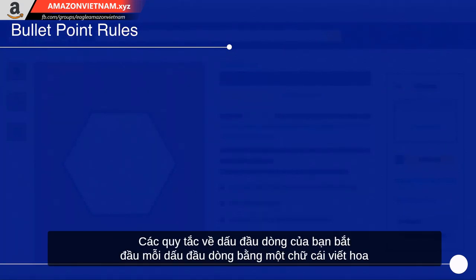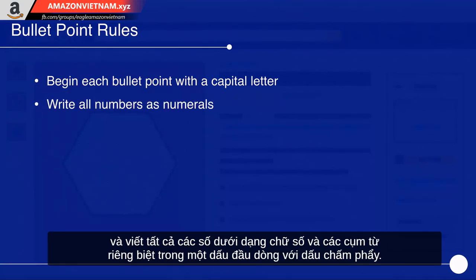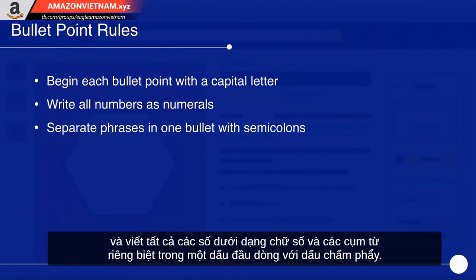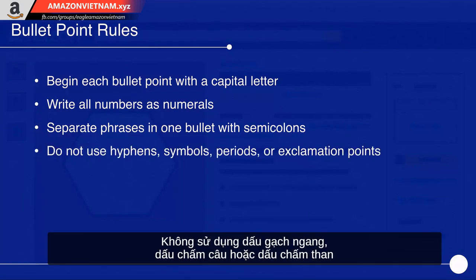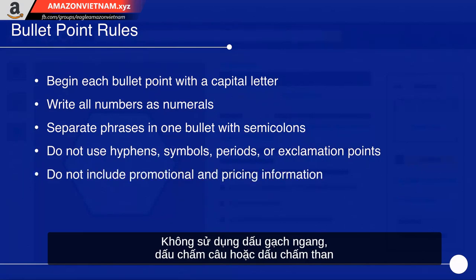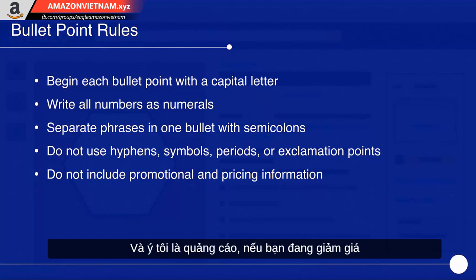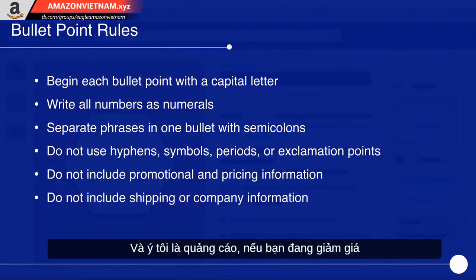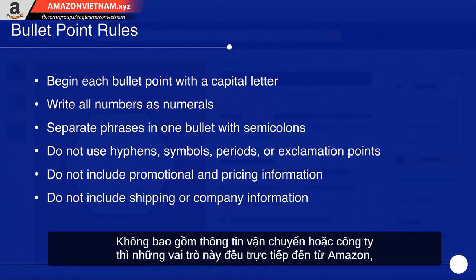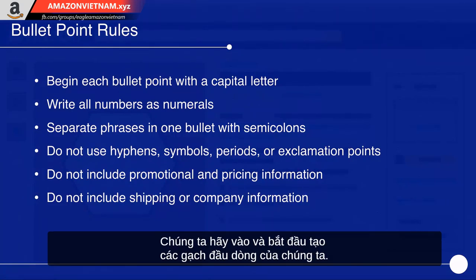So your bullet point rules. Begin each bullet point with a capital letter and write all numbers as numerals, and separate phrases in one bullet with semicolons. Do not use hyphens, symbols, periods, or exclamation marks. And do not include promotional and pricing information. And by promotional, I mean if you're running a discount. And do not include shipping or company information. These rules all come direct from Amazon. But let's jump into this and start creating our bullet points.